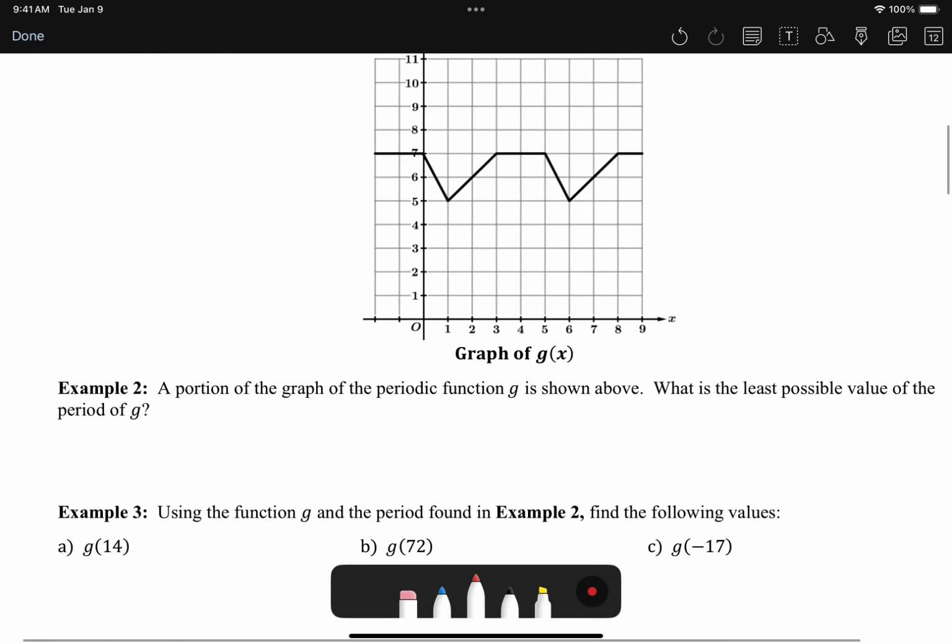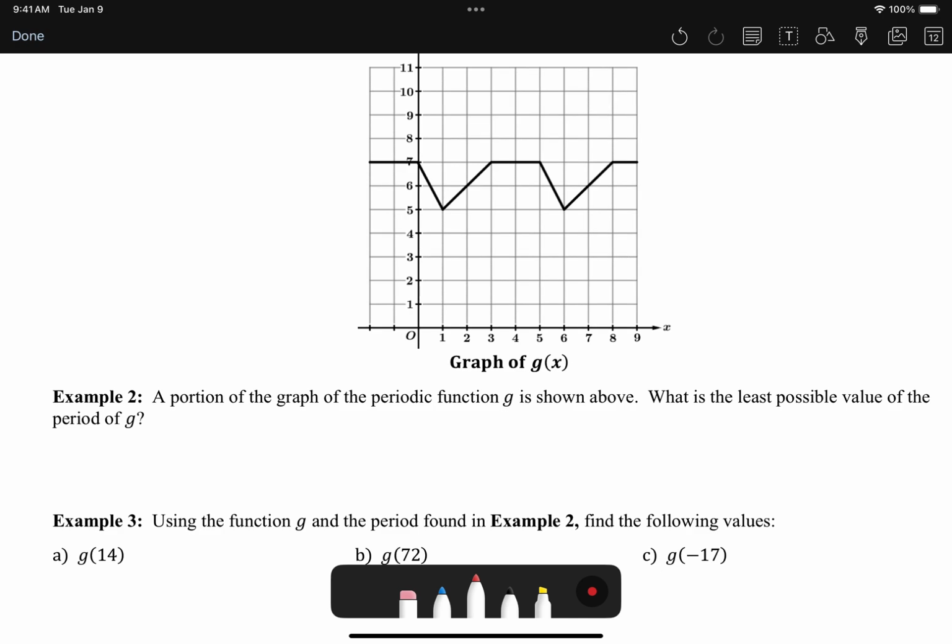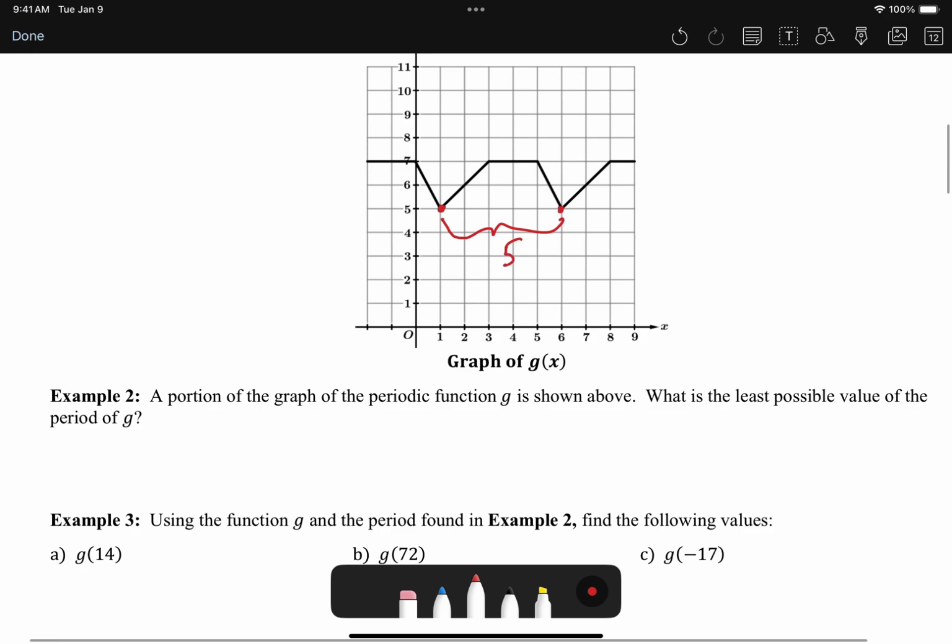Now, looking at this one, that gets a little dicier as we go through this. What's the least possible value of the period of g? Well, you can look at this any way you want. Pick any point and look for where it repeats. If I take this point, it repeats at 6. So that period is 5 units, right? But I could also pick here and then here, and that's also 5 units. It doesn't matter where you choose the points. When it starts repeating, it will be the same period.